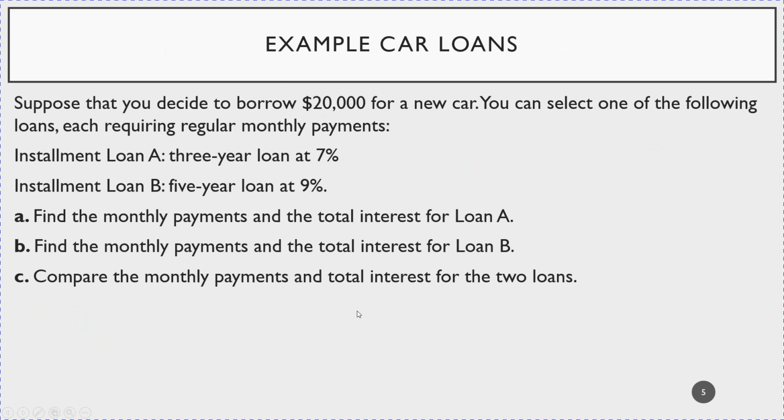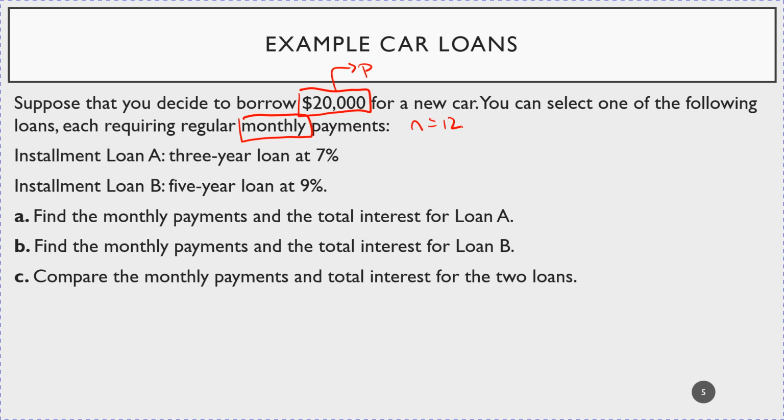Here's our example with these car loans. Suppose you decide to borrow $20,000 for a new car. This right here is my P, how much I'm going to borrow. When you buy a car, you have to get a loan for it. When I bought my last car, I had to get a loan for it. So you can select one of the following loans, each requiring regular monthly payments. That tells me that N is going to be 12, and we're always going to do these monthly payments.